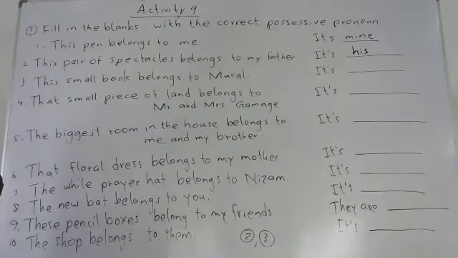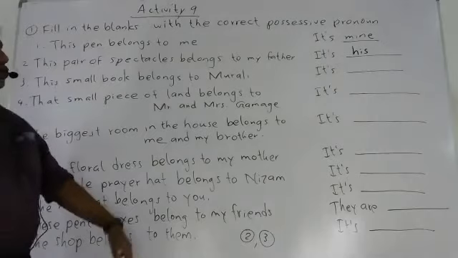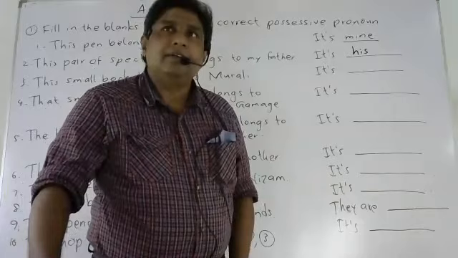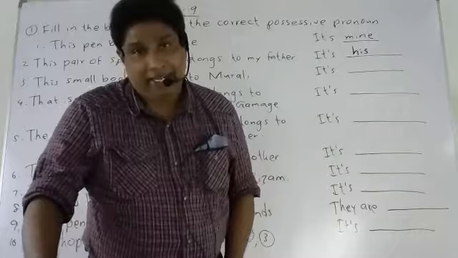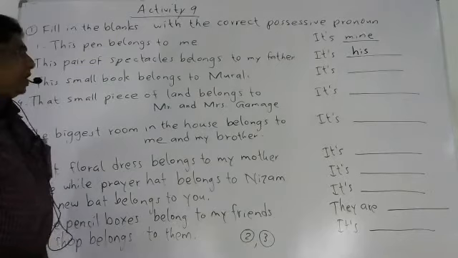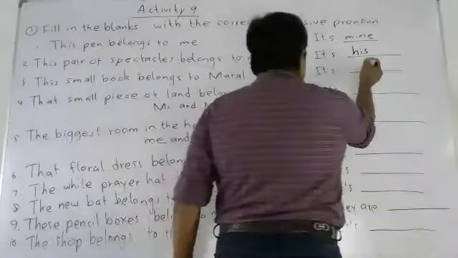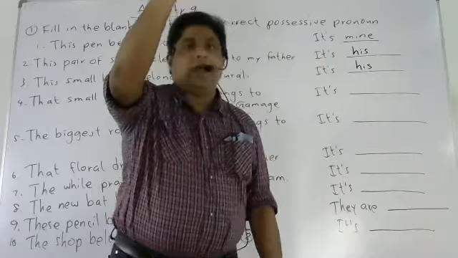And then three. This small book belongs to Murali. This small book belongs to Murali. It's his. His, yes, very good. It's his. Right, very good, very good.